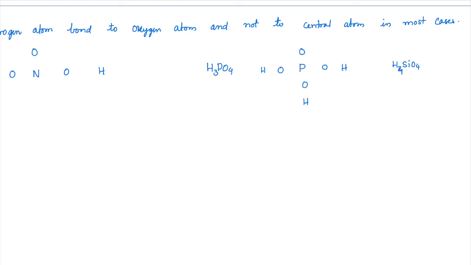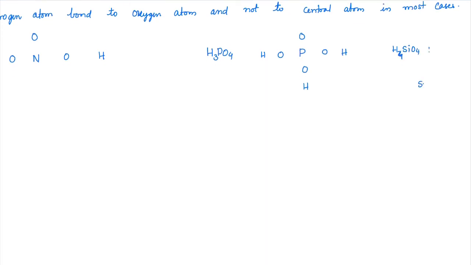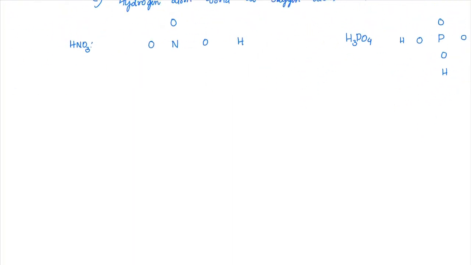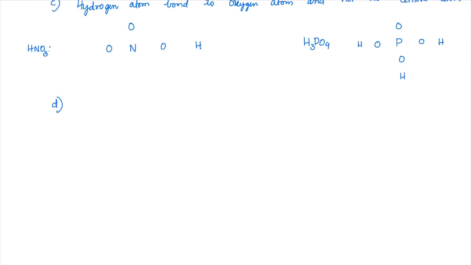H4SiO4, that means it has silicon, O, O, O, O and H, H, H, H. This is how the bonding goes. So structurally you got to see this. This is how the bonding usually appears. Any doubt, guys?